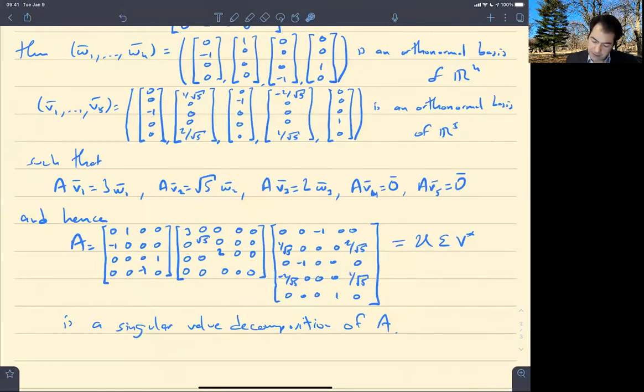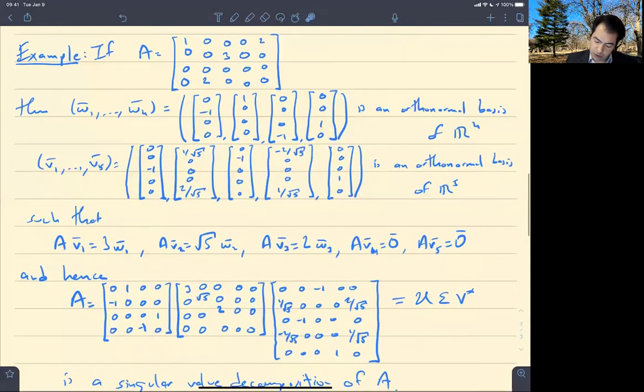As a simple example, if we were to change the sign of V1 and the sign of W1, that would not change the properties that we need. They would still be orthonormal bases. It would still be the case that A of V1 is equal to 3 of W1, and so it would be a perfectly good singular value decomposition. So I could change this to a +1 and this to a +1, and it would be another singular value decomposition. Okay, so there's an example.